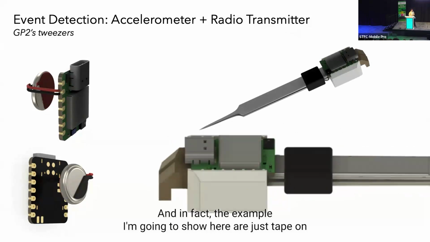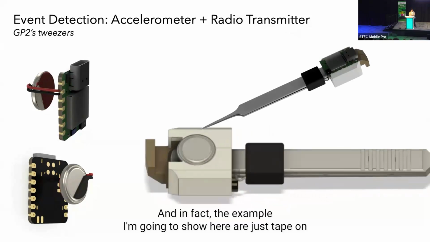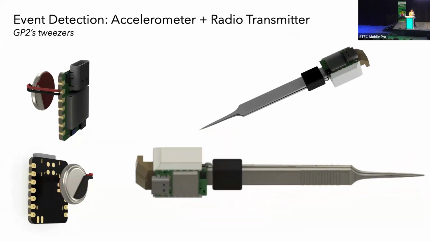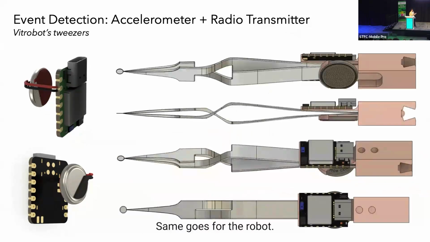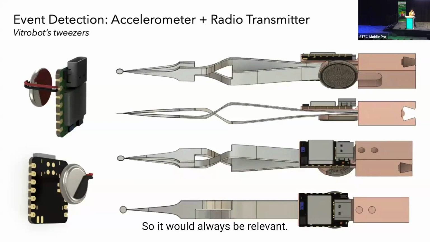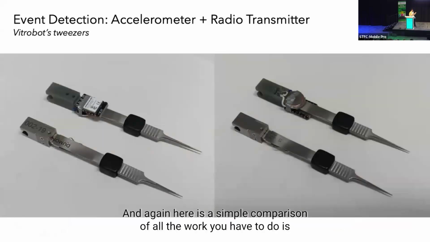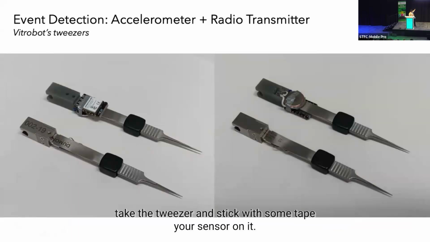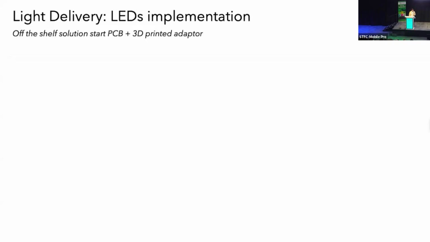And in fact, the examples I'm going to show here are just taped on devices. Same goes for the VitraBot. So again, I'm covering these 2 cases because they're the most common accessible plungers, but if you had others, you could just design or attach it to the tweezer, so it would always be relevant. And again, here is a simple comparison. All the work you have to do is take the tweezer and stick your sensor on it with some tape.